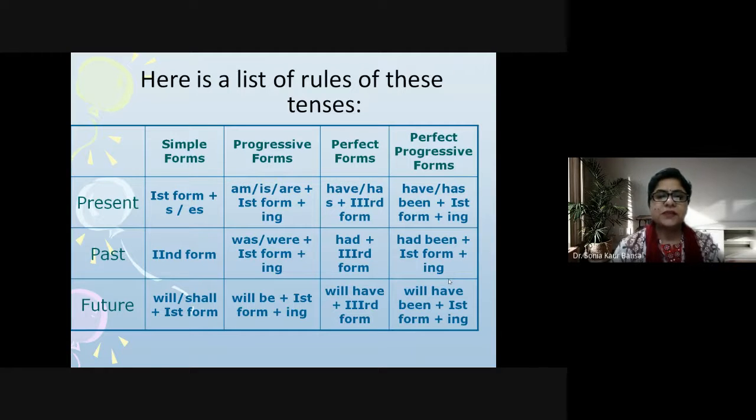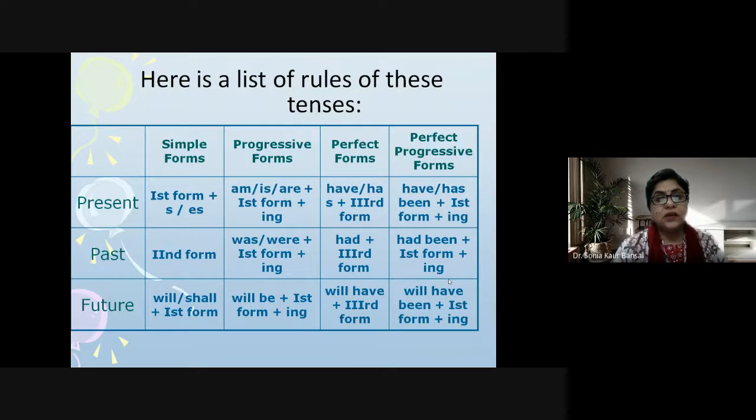So if we talk about the present time frame, and I'm going to make simple forms, the simple present tense would be the first form of the verb plus s or es. The continuous form is am/is/are plus first form plus ing. Ing is telling you that there is continuity in that action verb. Then the perfect form would be has, have plus third form. The perfect progressive form would be have, has, been plus first form plus ing.